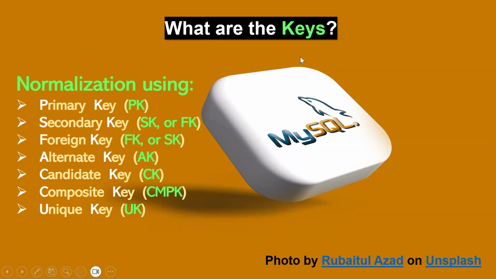In this case, I'm going to discuss what is a primary key, what is a secondary key or foreign key, what is an alternative key, what is a candidate key, what is a composite key, and what is a unique key. Prior to choosing the primary key, every column in a table is a candidate key. That's why they are called candidate keys. Candidate key means that all the columns in a table are candidates to be a primary key.